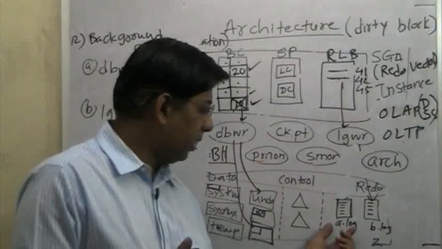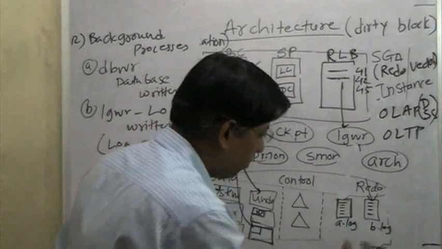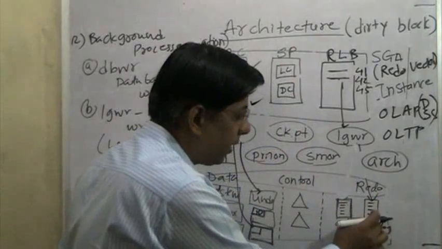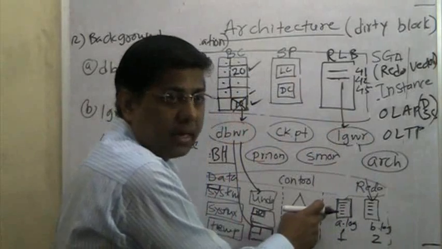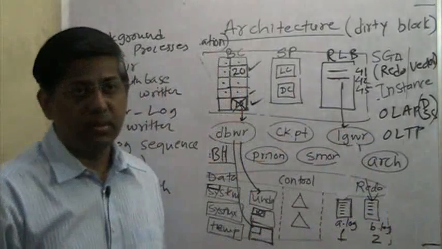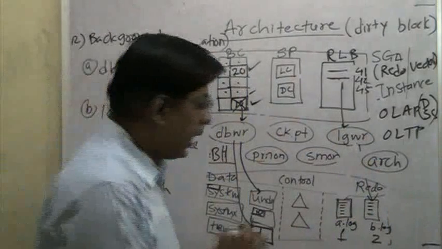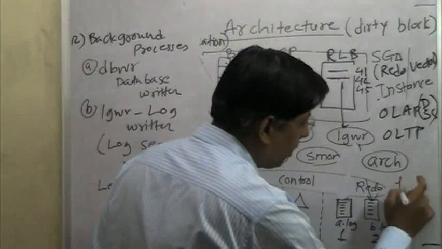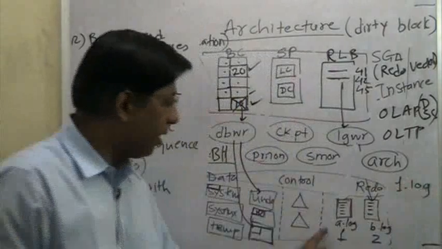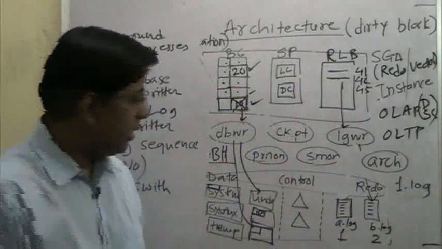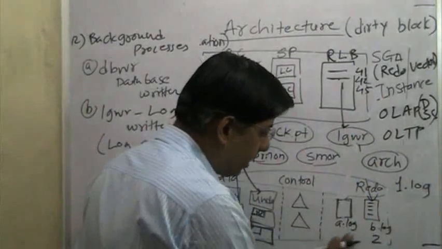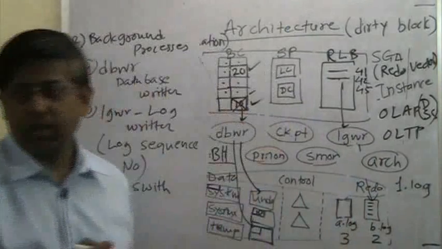That is absolutely correct. So let us say this was the first file and this is the second file. This file is full. LGWR starts writing to this file. Before LGWR starts overwriting the first file, the archival process will make a copy of that a.log, and it will call that copy 1.log. Then LGWR will start overwriting a.log, which by that time has log sequence number 3.